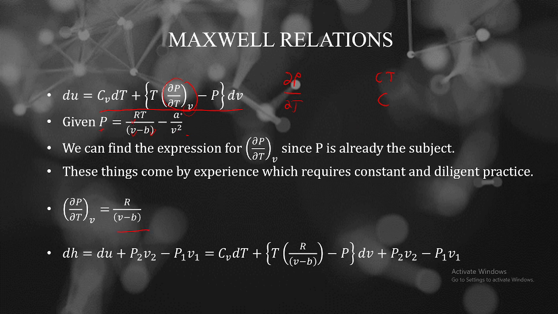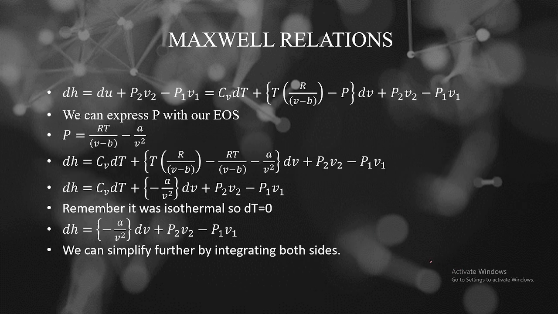That's what I have here. Here there's no T term multiplying it, so it's just a constant. If I differentiate a constant, I'll get 0, so it is plus 0. So del P del T at constant V, I can represent with R over V minus B. I can replace this here with R over V minus B. So my dU part of the expression becomes CV dT plus T times R over V minus B, minus P. And I can bring in my P2V2 minus P1V1.